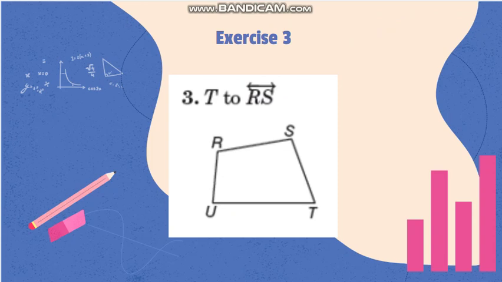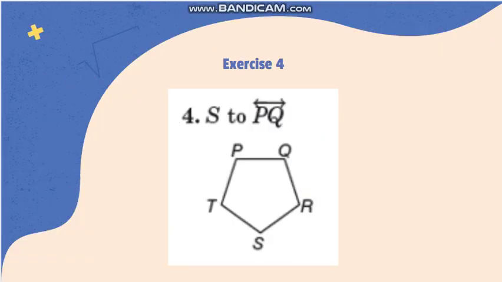So from T to RS, we got to make sure that from T, we're drawing a line perpendicular to RS. So we extend RS just a little bit. We can make a perpendicular line there. And then from S to PQ, we got our perpendicular line.